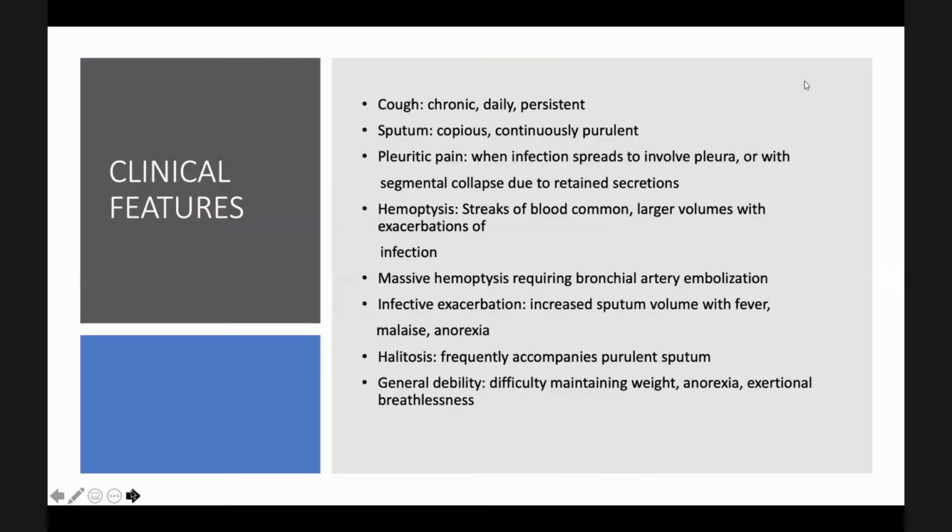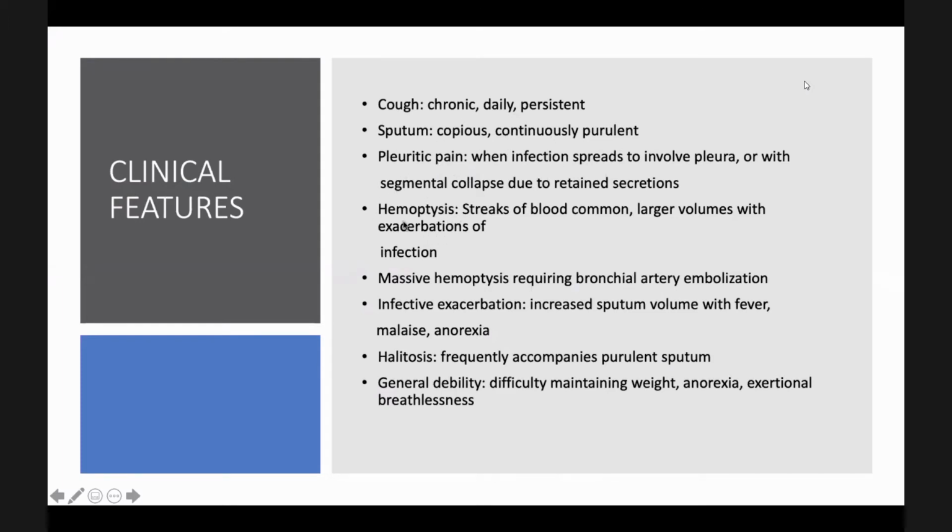So coming to the clinical features, what are they? The patient can present with a chronic cough, which is daily and persistent. This is the box from your Davidson. The patient can present with a chronic cough with daily sputum production, persistent, with a copious amount of sputum. The patient can also have pleuritic chest pain when the infection spreads to involve the pleura, or with segmental collapse due to retained secretions. That is a possibility.